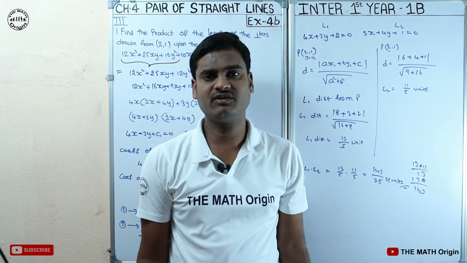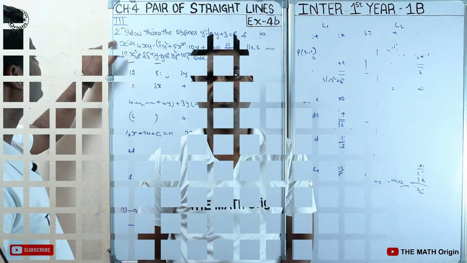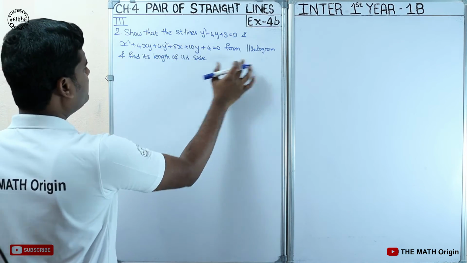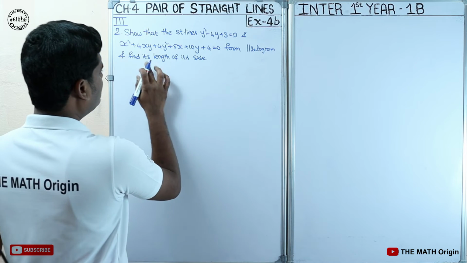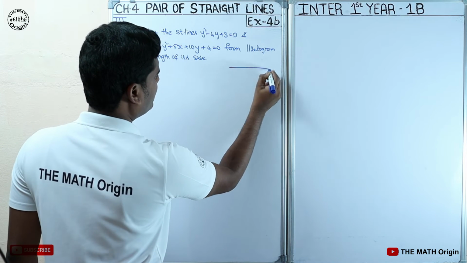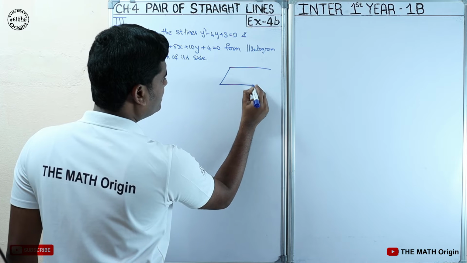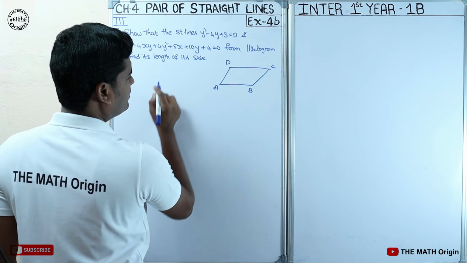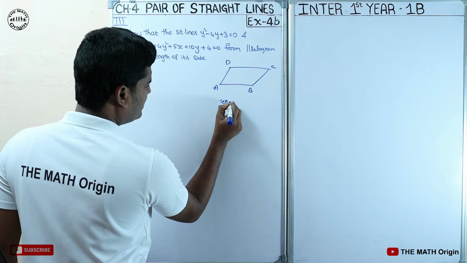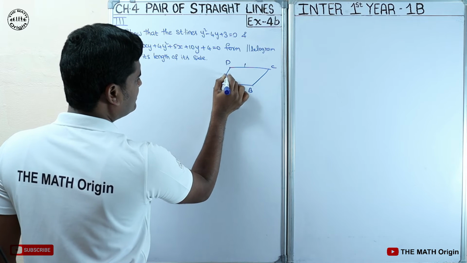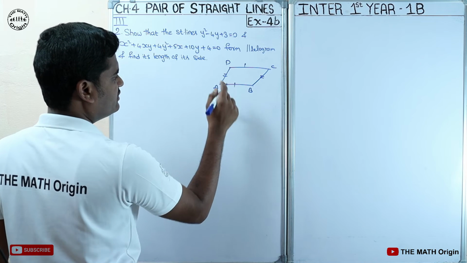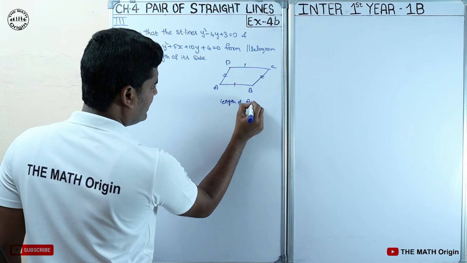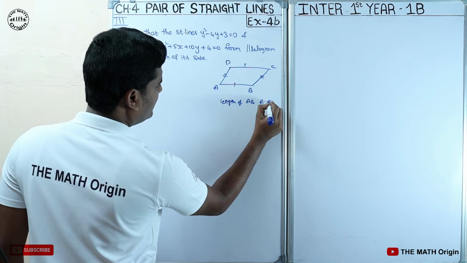With this we completed the first question from the third section. Second question from the third section: show that the straight lines form a parallelogram and find the lengths of its sides. Okay, parallelogram, we all know the diagram looks like this: A, B, C, D. They are asking, this will be equal to this and this will be equal to this in length of the distance. So find the length of AB and AD.